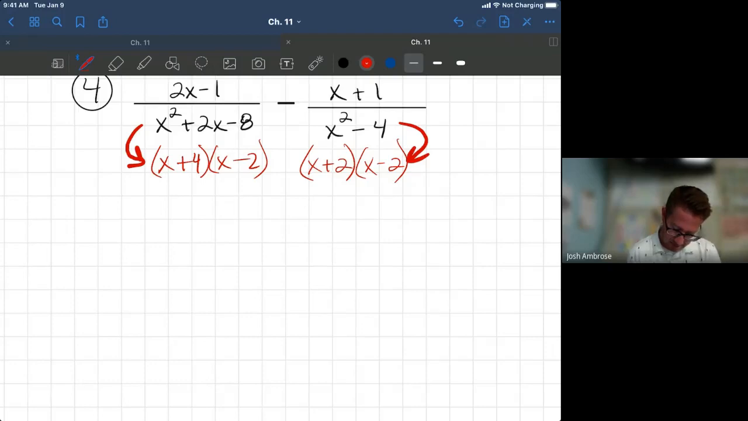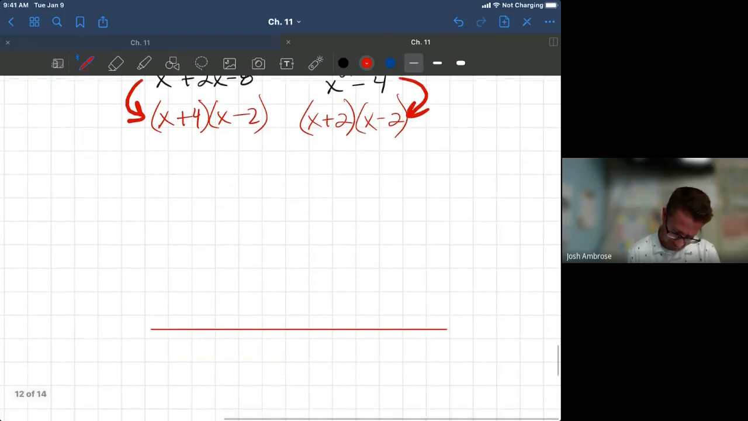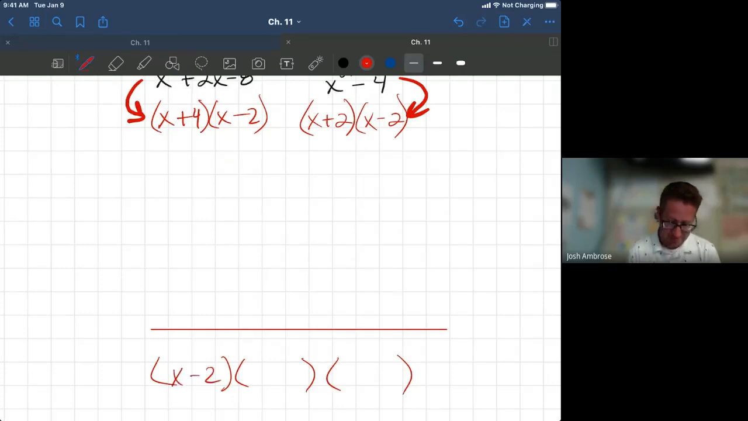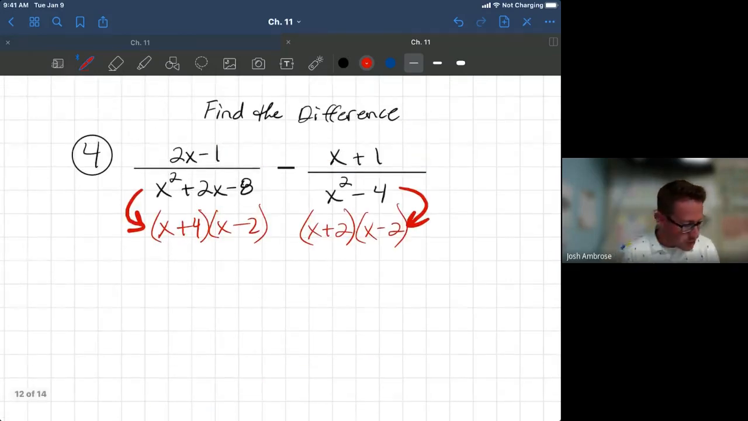So down here, let's write what that common denominator will be. X minus 2. They already each have it. They share that. But then x plus 2, x plus 4. So all this work right here was just to get the denominator. Now comes the work with this numerator.